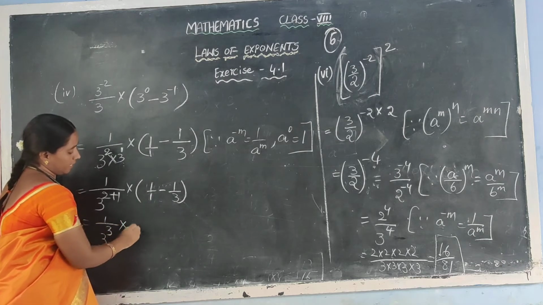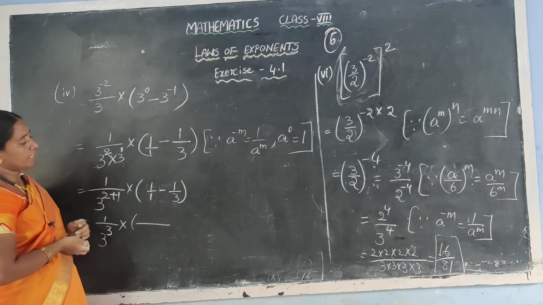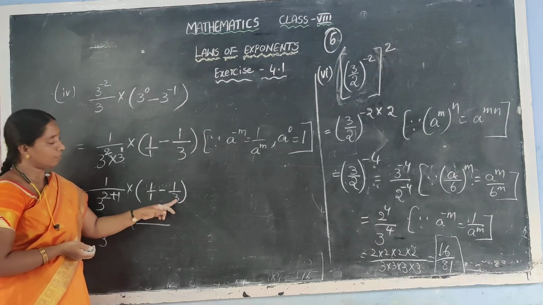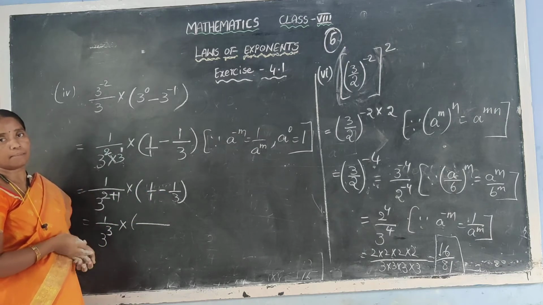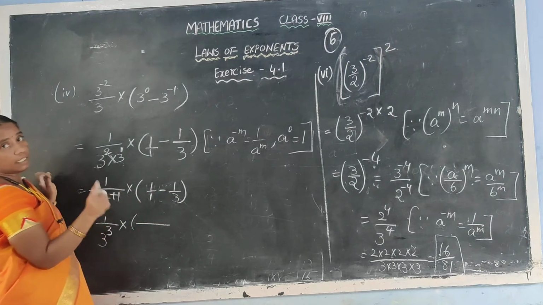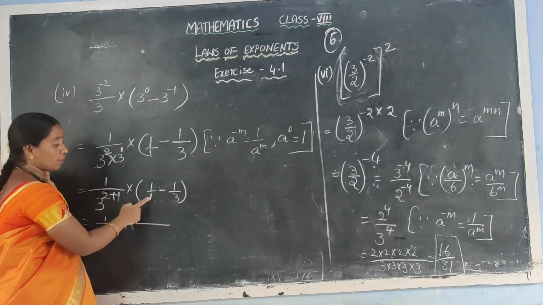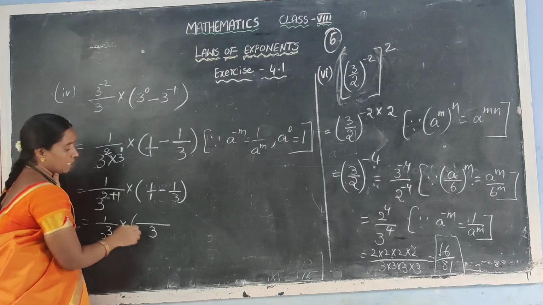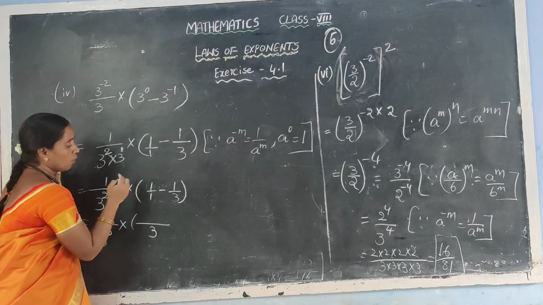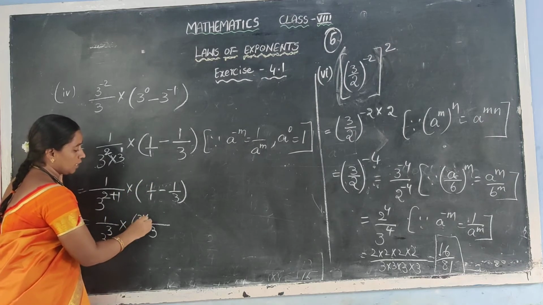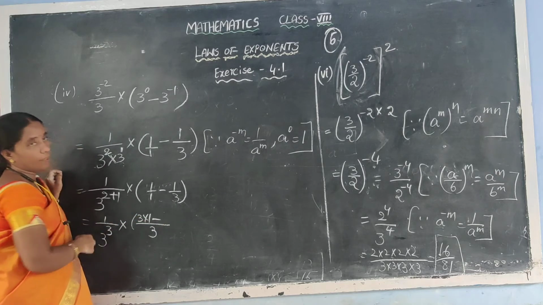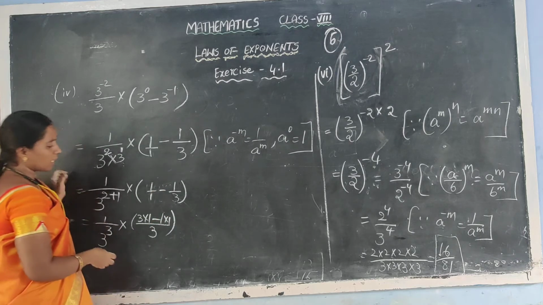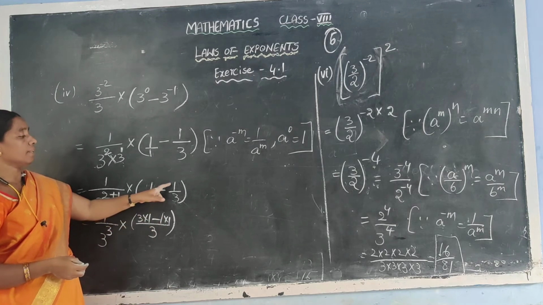See here, the denominators are 1 and 3. So what is the LCM? If there are only 2 fractions, and one denominator is 1 and the other is 3, then 3 is the LCM. In 1 table 3, how many times will we get? 3 times. So we should multiply 3 to 1. So 3 into 1 minus, in 3 table 3, how many times will we get? 1 time. So we should multiply 1 to the numerator, because we are writing the numerator portion. So we have to multiply to the numerator.